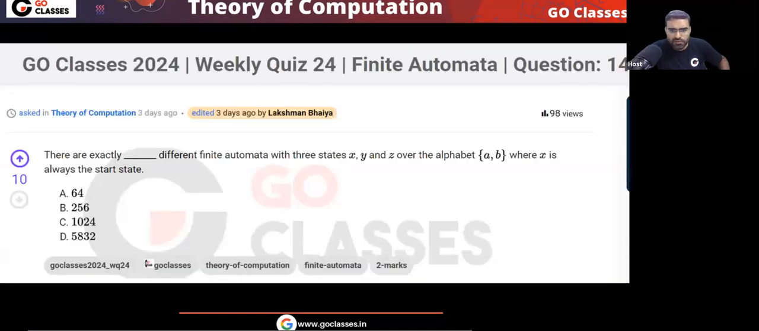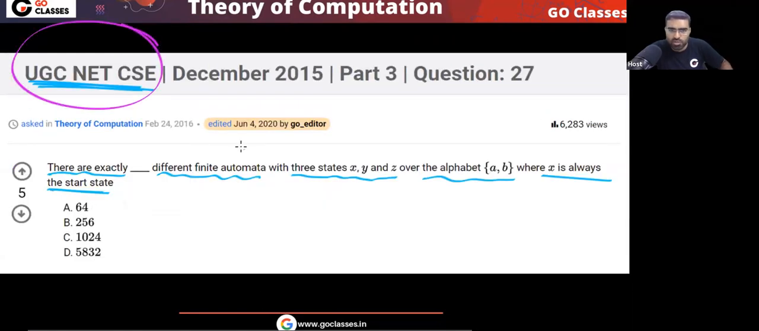Okay, but you can see from the options, this is your UGC NET question. If you are solving this question, then tell me how many DFAs will be there. How many DFAs will be there? That answer you tell me.